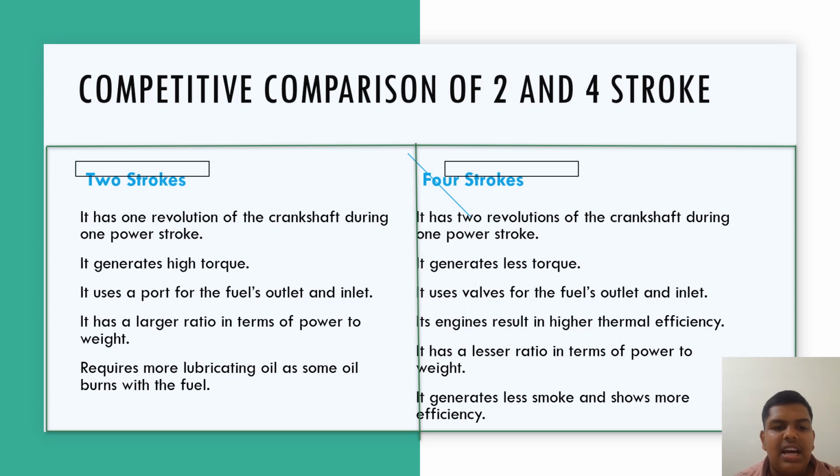Two-stroke: it has a larger ratio in terms of power to weight. Its engine results in lower thermal efficiency. It requires more lubricating oil as some oil burns with the fuel. Four-stroke: it has a lesser ratio in terms of power to weight. It generates less smoke and shows more efficiency.